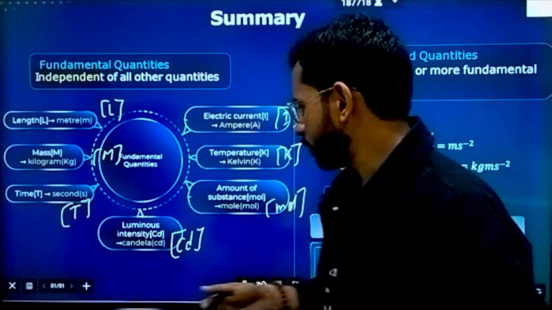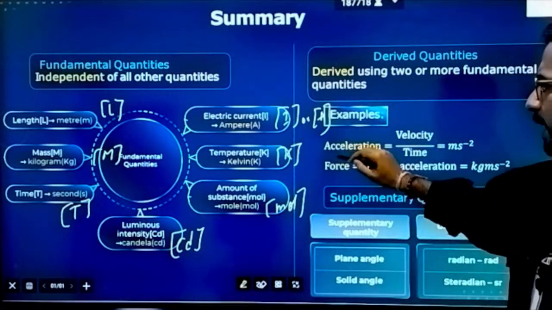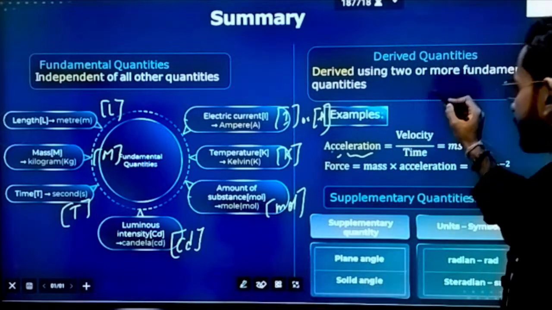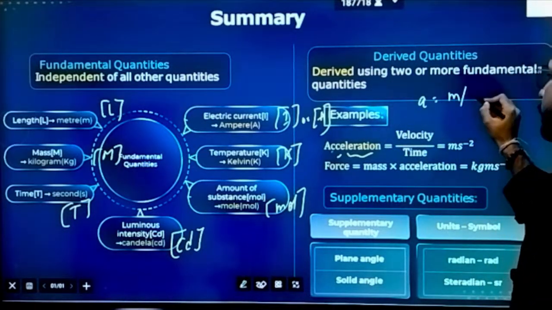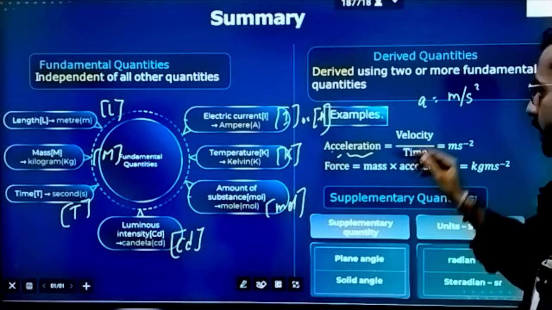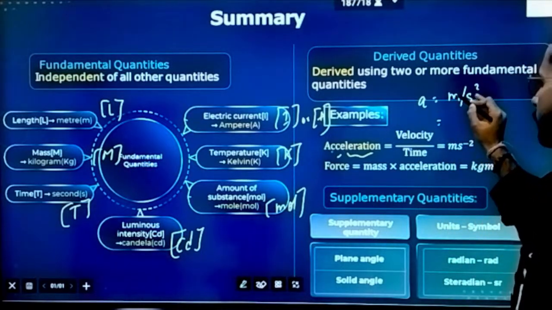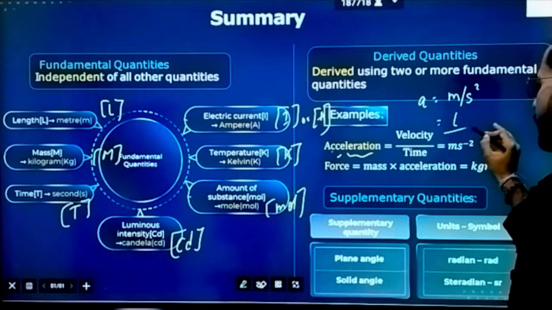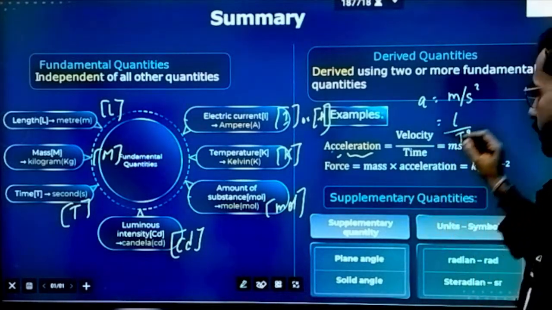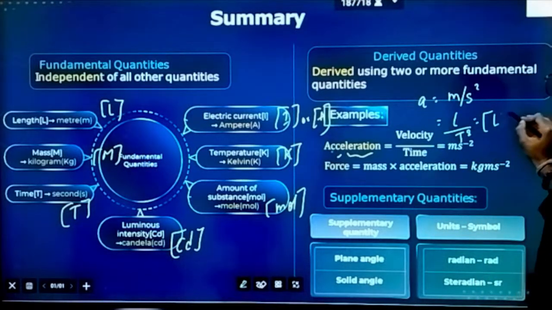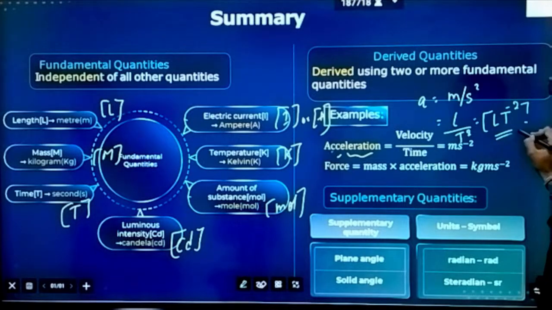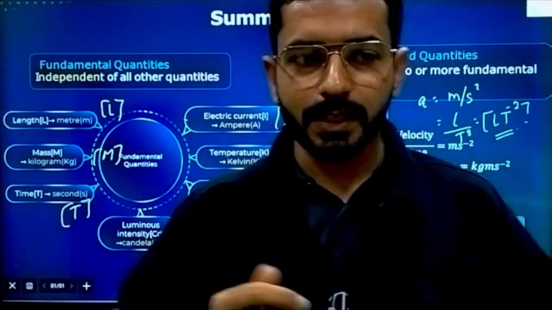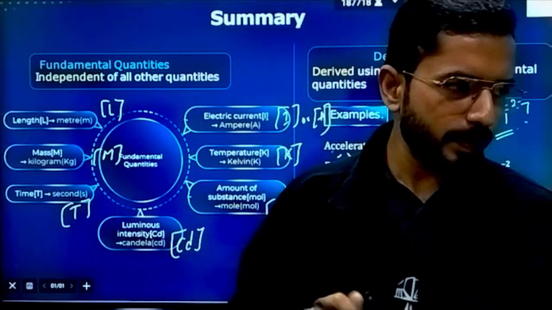For example, let's suppose you want to write the dimension for acceleration. What is the formula of acceleration? Acceleration is meter per second square. Meter is represented as L, length, and per second square means divided by T square. So the dimensions will be LT minus 2. This is the way you write it. When you represent fundamental quantities, never write them in the denominator. This much of the basics you should know.